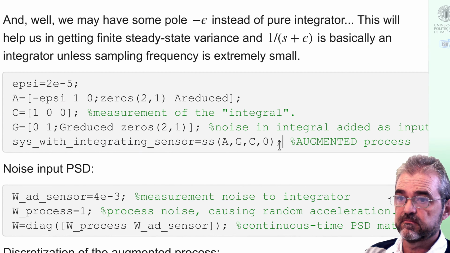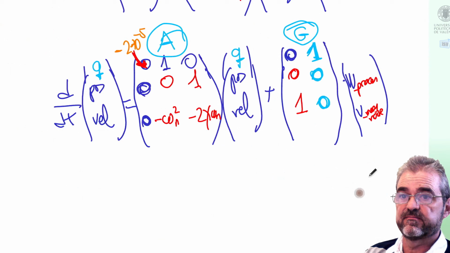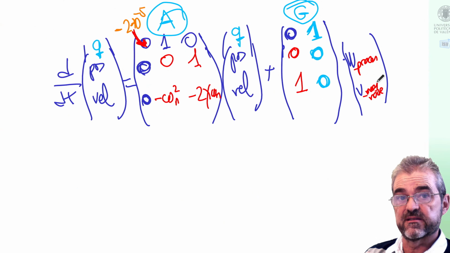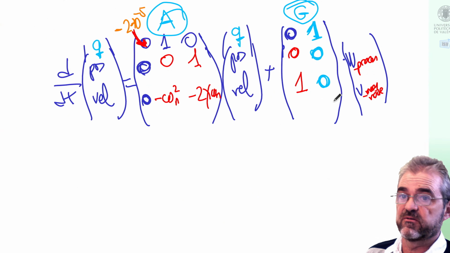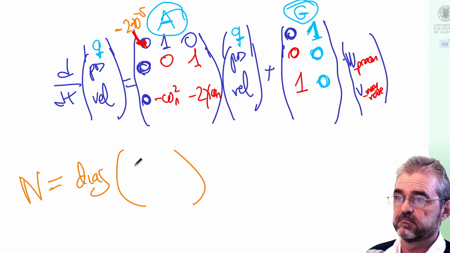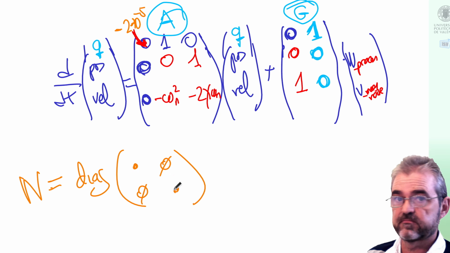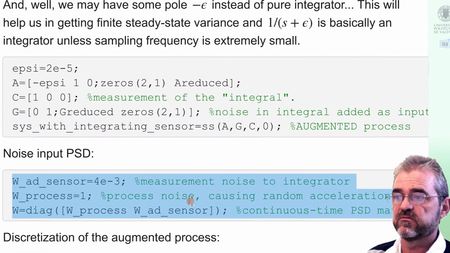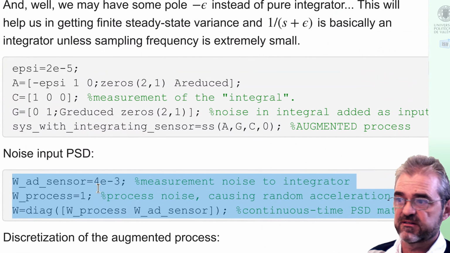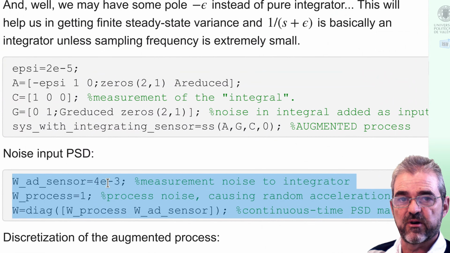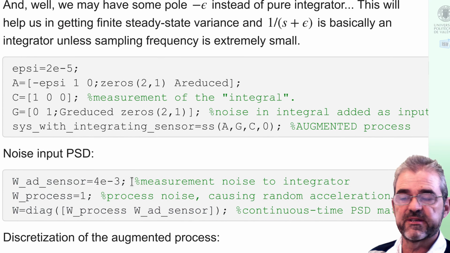And now the power spectral density of this augmented process noise will be a diagonal matrix with the process noise power spectral density factor and the measurement noise power spectral density constant at all frequencies, white noise. And then this is the code for it. I just invented these process and sensor noise power spectral density parameters. You can download the code and put in anything else to get your own feeling about what we're doing.